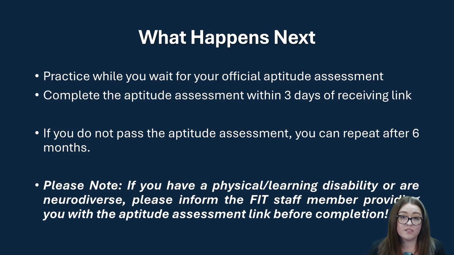Finally, when you receive your official aptitude assessment link, read over the email carefully. Typically, you have 3 days to complete the aptitude assessment. If you do not pass, you can reach out to redo the assessment again in 6 months. Please note, if you have a physical or learning disability or are neurodiverse, please inform the FIT staff member providing you with the aptitude assessment link before completion.